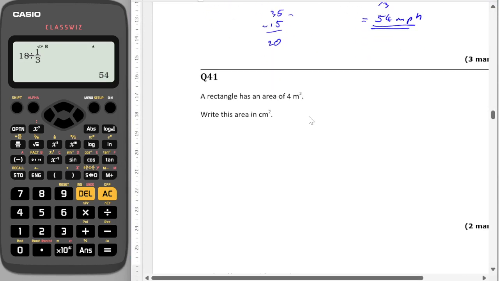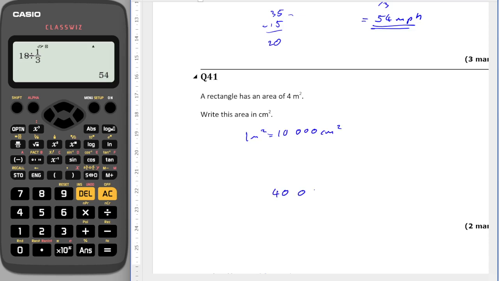Okay, question 41. A rectangle has an area of 4 meters squared. Write the area in centimeters squared. Well, 1 meter squared is going to be equal to 100 times 100, so 10,000 centimeters squared. So 4 meters squared would be equal to 40,000 centimeters squared.